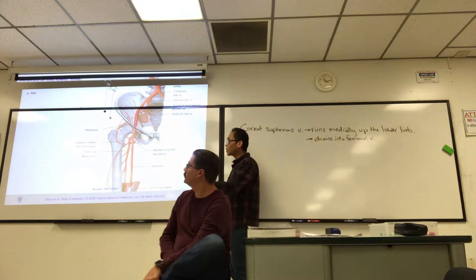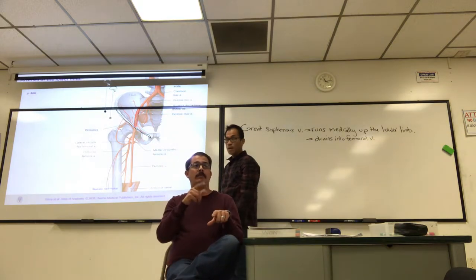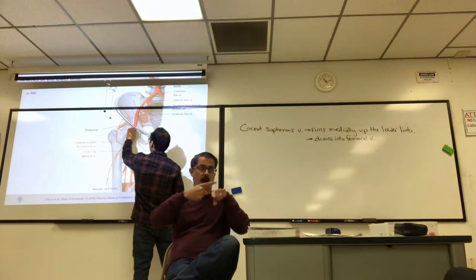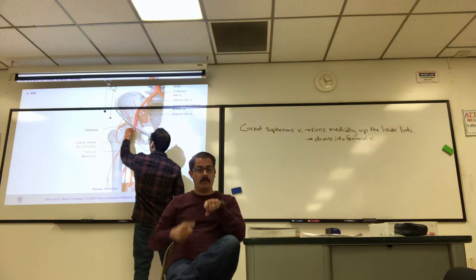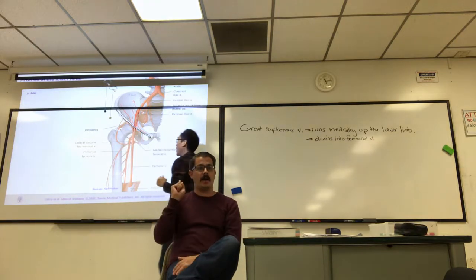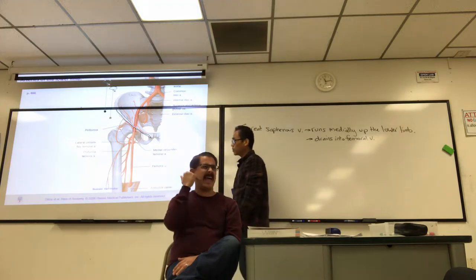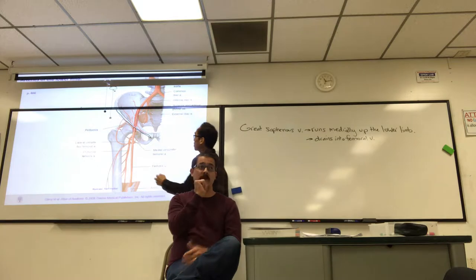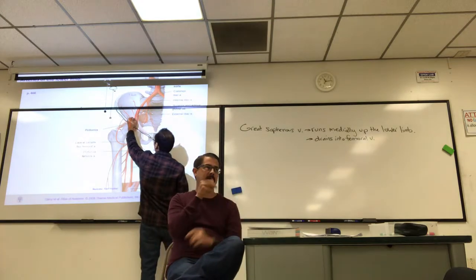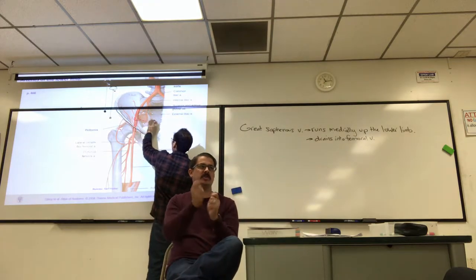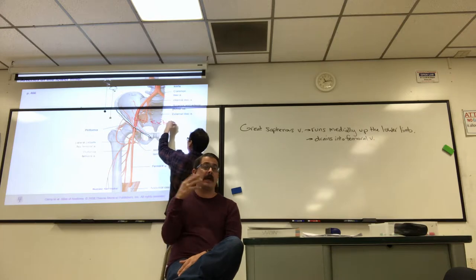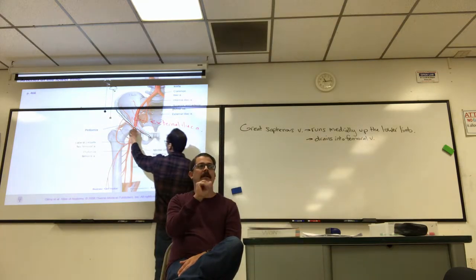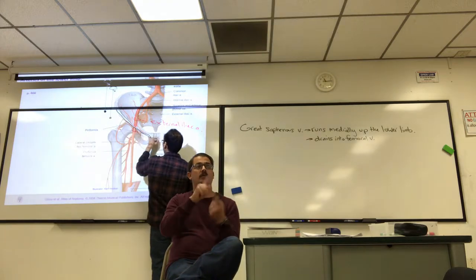It crosses under that ligament, and then as it emerges out of the body cavity, it passes by the femoral head, and at that point you call it the femoral artery. The artery doesn't change, it's just the name. So this right here is the external iliac artery, then the name changes to femoral right there.